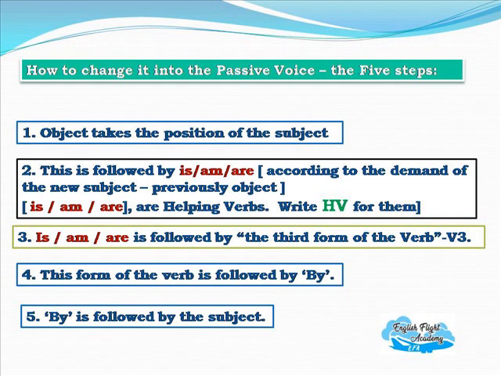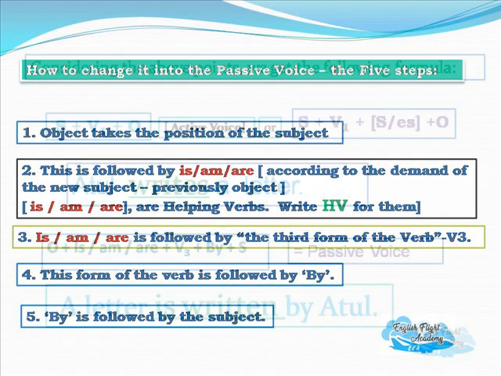Is/am/are is followed by the third form of the verb in passive voice, that is verb 3. And this form of the verb is followed by the preposition by. And by is followed by the subject. Please note down these points. These are very, very important points when we are converting or transforming active voice into the passive voice.